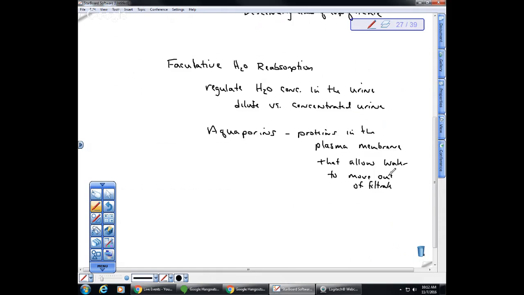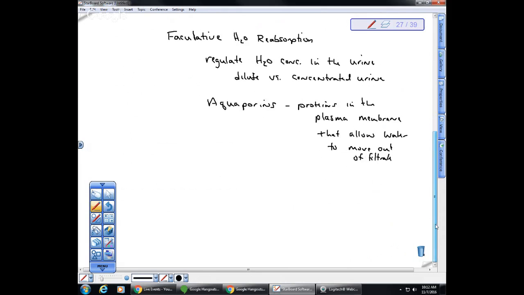So there is a hormone that determines whether or not the aquaporins are present. And these are actually found, not the hormone, but the aquaporins are actually found in the collecting ducts primarily. So it's in the collecting ducts that we have facultative water reabsorption. A little bit takes place in the distal convoluted tubule, but I'm just going to talk about the collecting ducts.